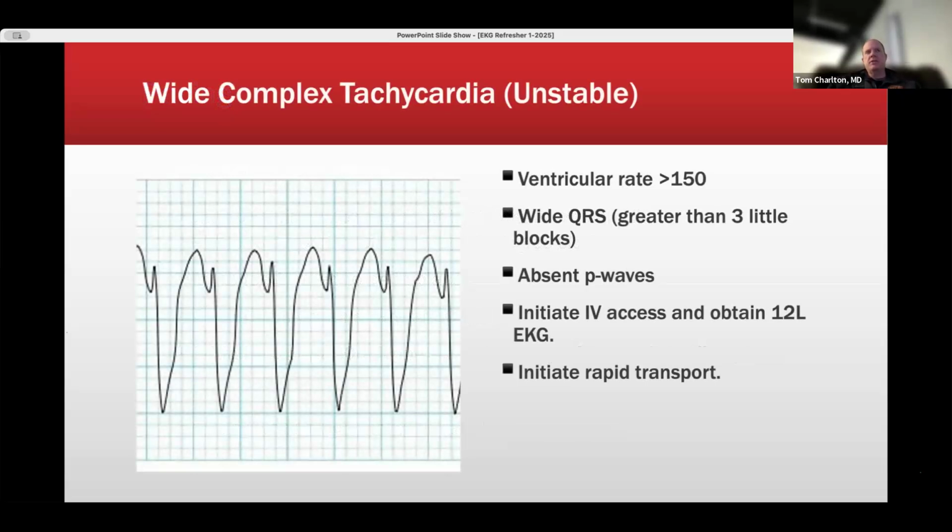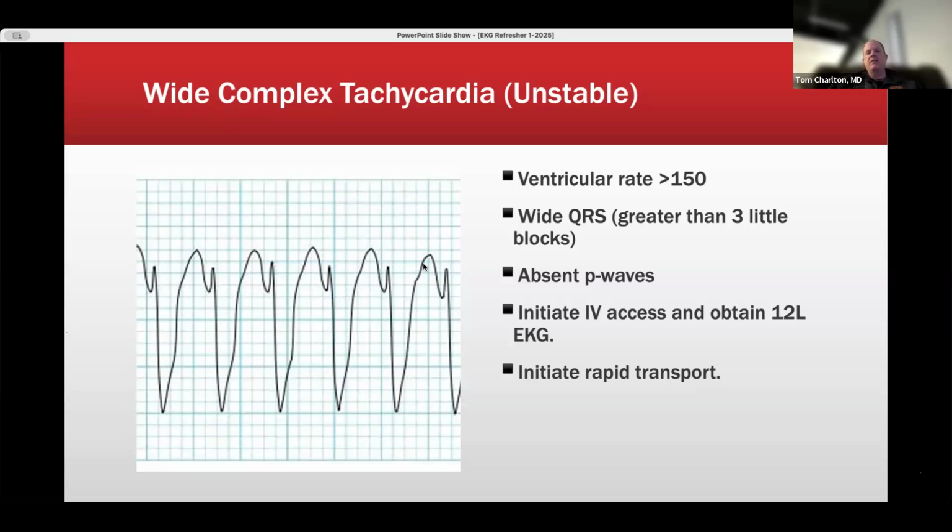So the American Heart Association has really begun dividing things out from the traditional VTAC, VFib, SVT, et cetera, into these broader descriptions. So the traditional VTAC is wide complex tachycardia. They then make a differentiation between stable and unstable, all right? So in an unstable VTAC, we've got a ventricular rate of more than 150 beats per minute. There's this wide QRS. We get no P waves because they're all buried within the complexes.